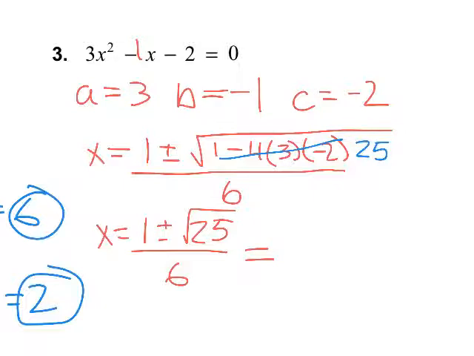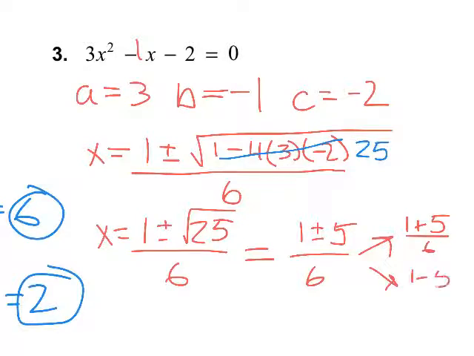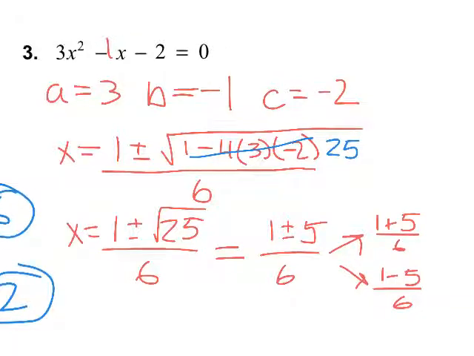Now I go ahead and take my square root, which is, the square root of 25 is 5, so 1 plus or minus 5 over 6. Now I break it into my two problems, 1 plus 5 over 6 and 1 minus 5 over 6. So now let's go ahead and work those two out.